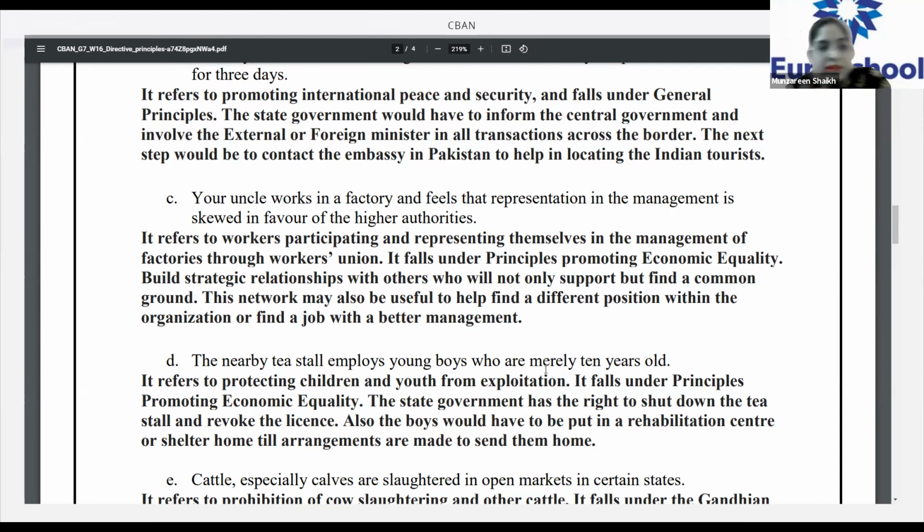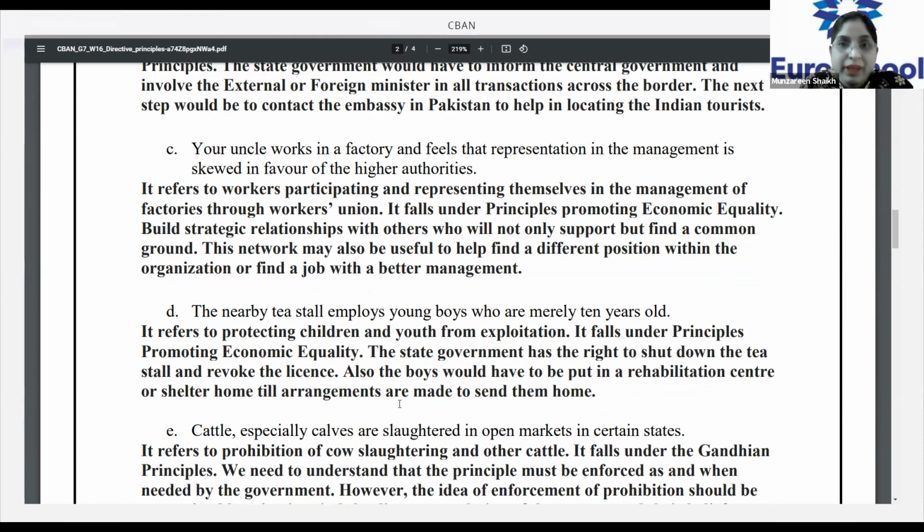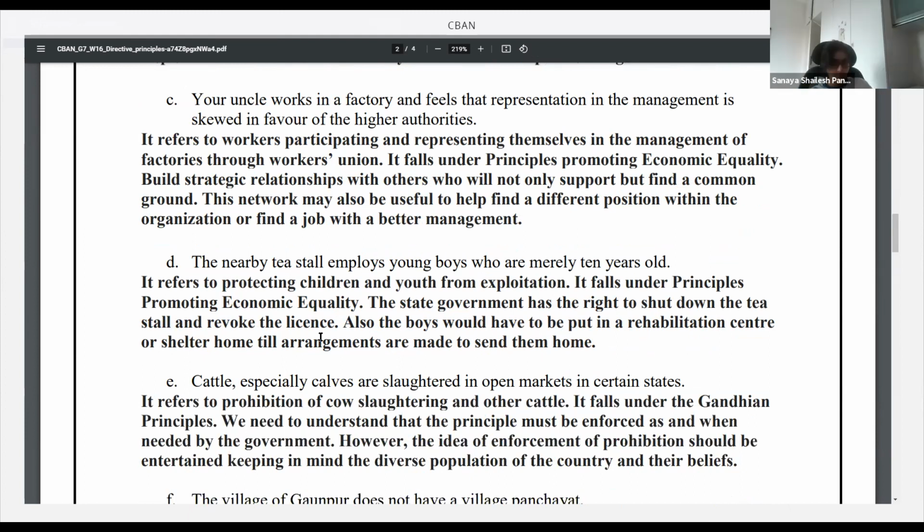How are you going to help your uncle? I'm building strategic relationships with others who will not only support but find common ground. Right. You will try to escalate the matter to the management, or you will build up relationships with a person who is in the higher category but belongs to a different position. At the most, if you cannot do anything, you will at least try and find a better job for your uncle where the management is not biased, isn't it? Yes, ma'am. All right. Let's go on to the fourth question.